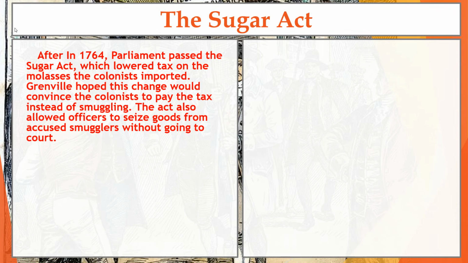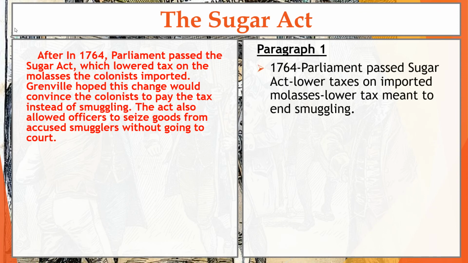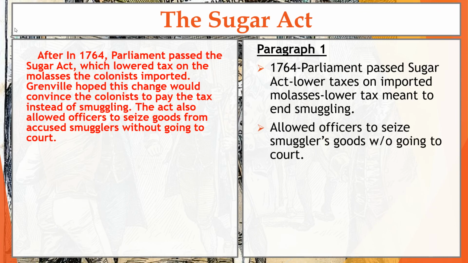Oh, right? I just saw something else there that's a problem. Okay, so 1764 passed Sugar Act, lower tax on molasses. Let's see if I got that. I did actually mention the end of smuggling there too. I got it half done. Allowed officers to seize smuggled goods without going to court. Look what I did with without: w/o. That's shorthand for without. And if you don't see the problem with that right away, I certainly do. I hope you do. This was yet another way of violating the Magna Carta, so it's something to keep in mind.